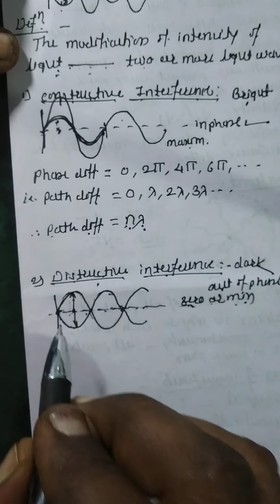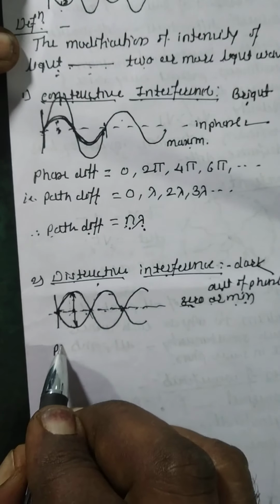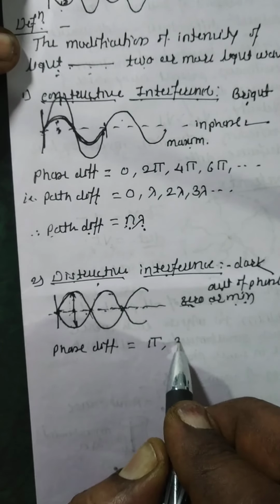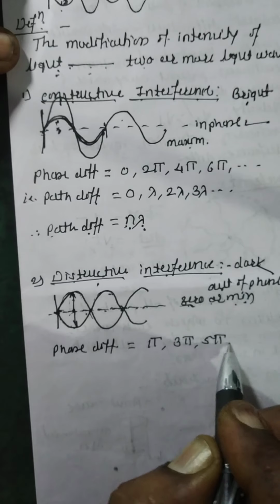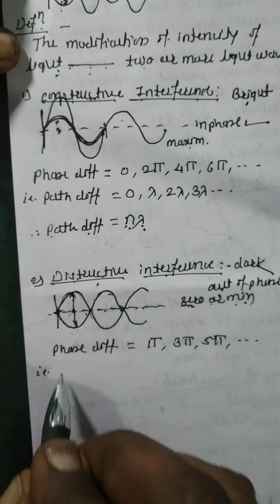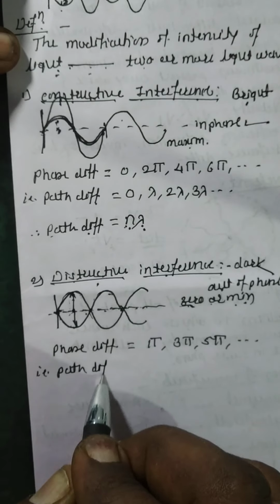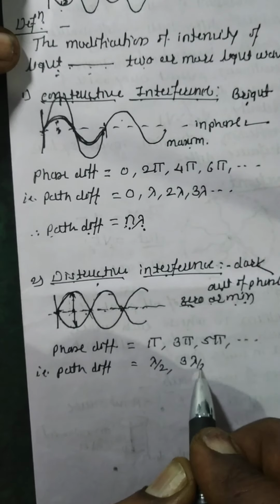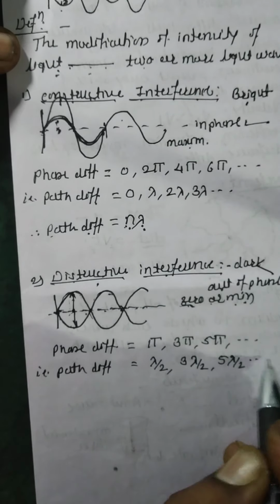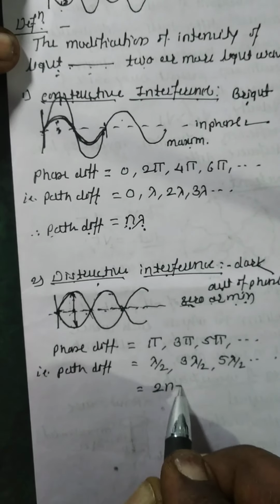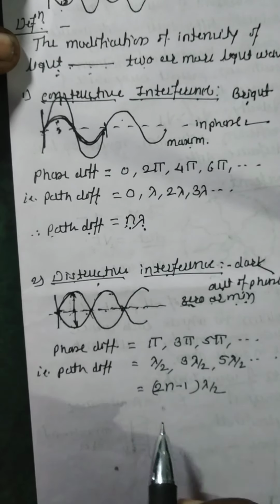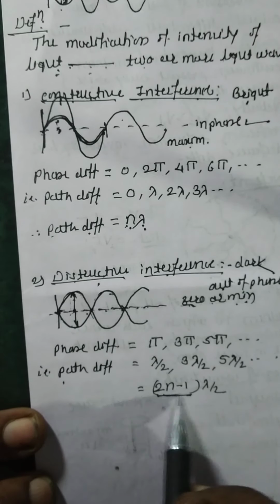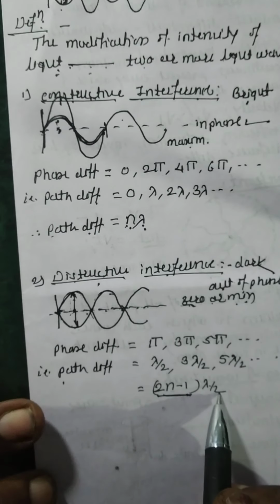In this case, the phase difference between them is pi, 3 pi, 5 pi, like this. That is the path difference between them. The path difference between them is lambda by 2, 3 lambda by 2, 5 lambda by 2, which is equal to (2n minus 1) lambda by 2. That means the path difference between them is an odd integral multiple of half the wavelength lambda.